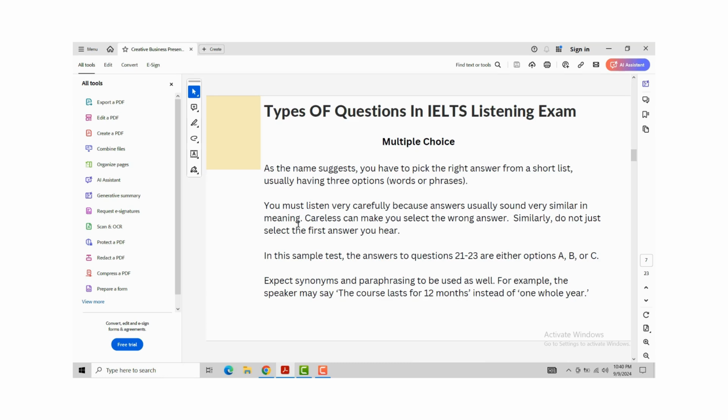which you selected initially. In the sample test, the answers to questions 21 to 23 are either option A, B, or C, as I mentioned above. Expect synonyms and paraphrasing in the questions. For example, the speaker may say the course lasts for 12 months instead of one whole year.